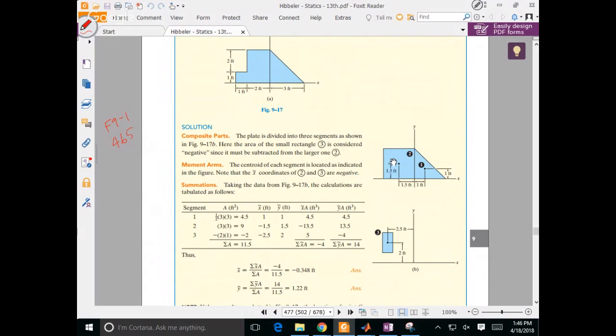The key here is number 3 is a hole. So it has a negative area. Consequently, it subtracts from these areas. It also subtracts from here. So I would say this table is the best one to look at because it has everything in it, has the table, has both coordinates and everything there. So if you look at it, that's what all you're doing.